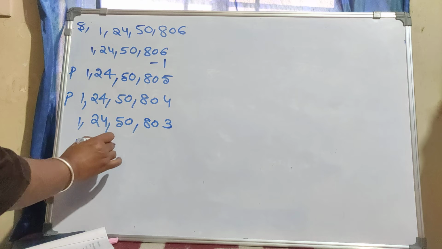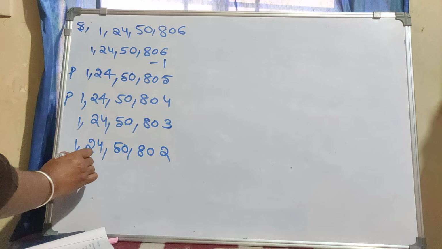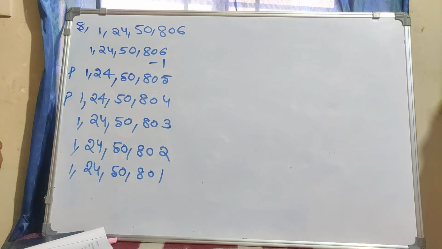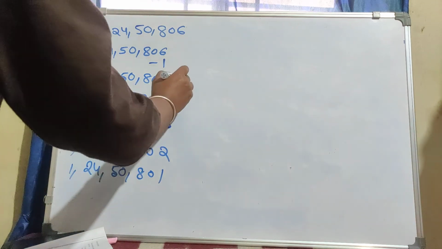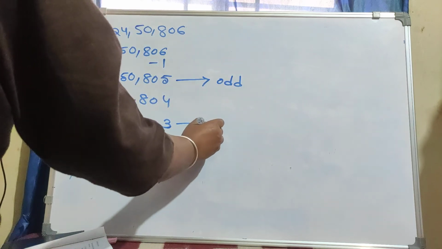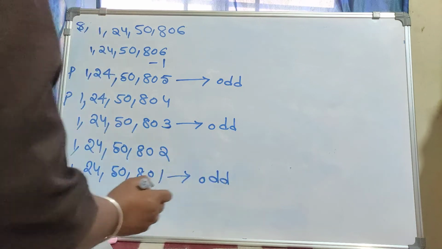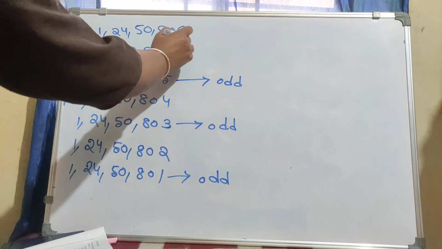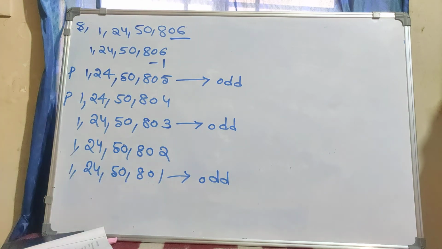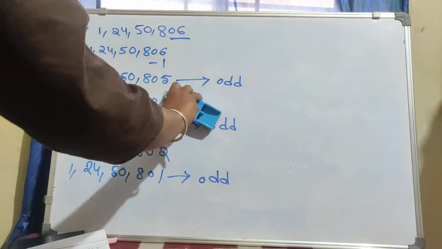1 crore 24 lakhs 50,802. 1 crore 24 lakhs 50,801. Why am I writing so many numbers? Because we need to write the odd numbers. The preceding odd numbers of this number end with 5, 3 and 1. So the numbers ending in 4 and 2 are not odd numbers.